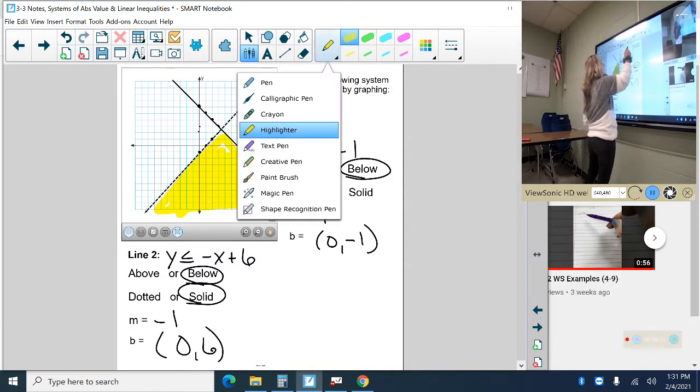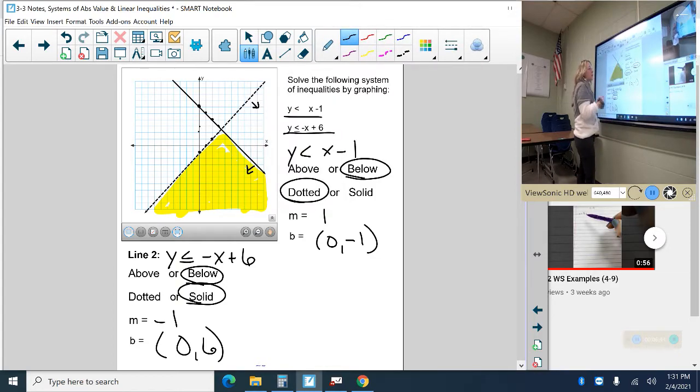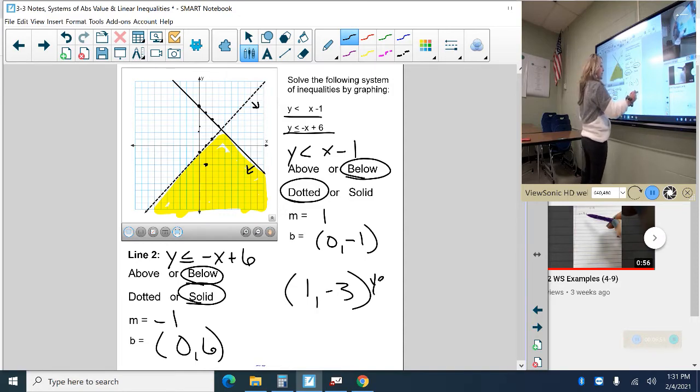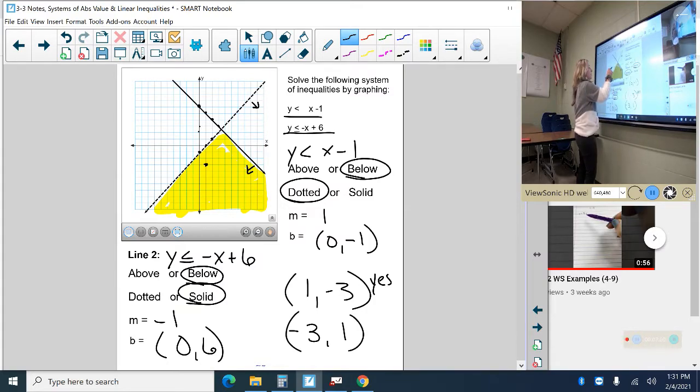So if I were to ask you, is the point 1, negative 3 a solution to the system of inequalities? Well, 1, negative 3 is right here. Is it in the shaded area? Yes. So we would say, yes, it is. What about the point negative 3, 1? Well, negative 3, 1 is right here. That would be no, because it's not in the shaded area.